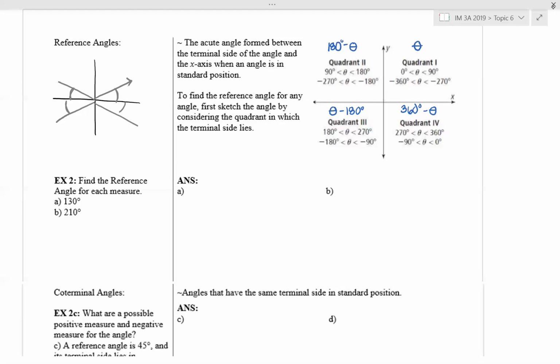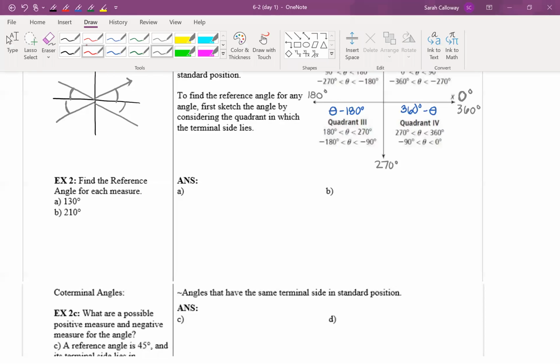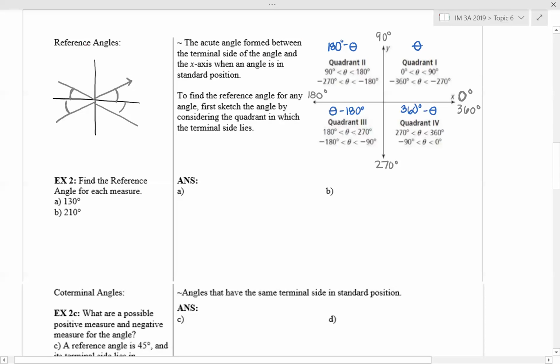To find the reference angle for any angle, we want to first sketch the angle and consider which quadrant the terminal side lies in. So what we want to think about is where that measure lies. If I think about the quadrants like we did when we were sketching angles, in terms of degrees, this is 0 degrees, this is 90 degrees, this is 180 degrees, this is 270 degrees, and then all the way to 360 degrees. I might have to think about angles that are larger than 360, but I would just find the coterminal angle in that case.